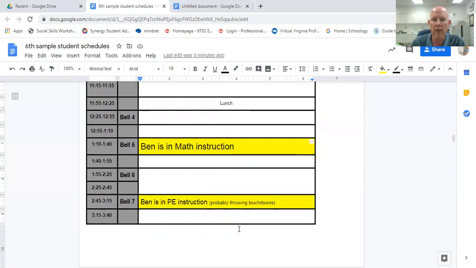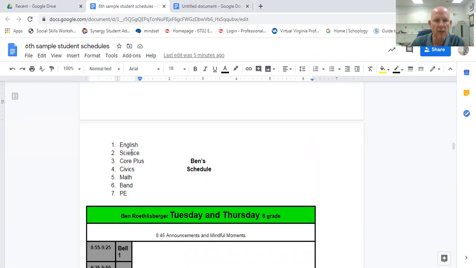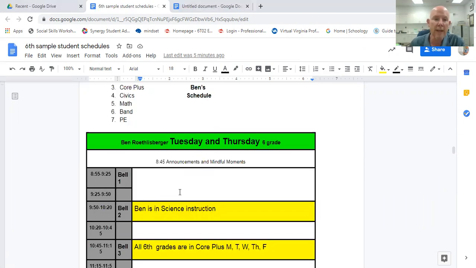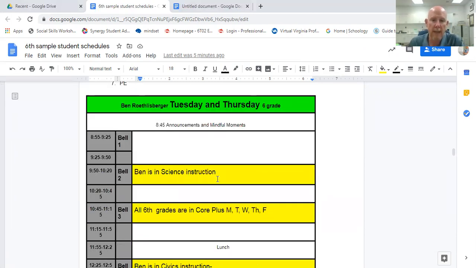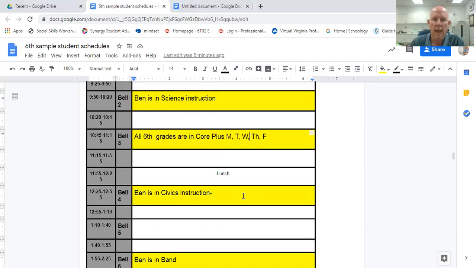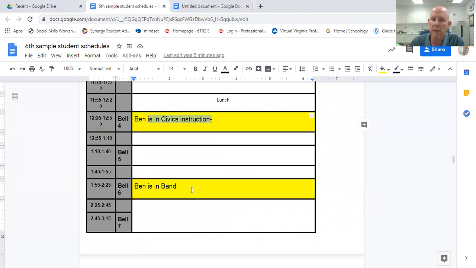Let's look at Tuesday and Thursday. Again, there's Ben's schedule: English, science, Core Plus, civics, math, band, and PE. Tuesday and Thursday, now he's going to start at 9:50. Ben is in science instruction. Again, Core Plus 5 days a week. And then down here, Ben gets his civics instruction, 12:25. Notice that those were different times of day than his English and math instruction. And Monday, Wednesday, Friday, Ben had PE, and now he has band down here in 6th bell.